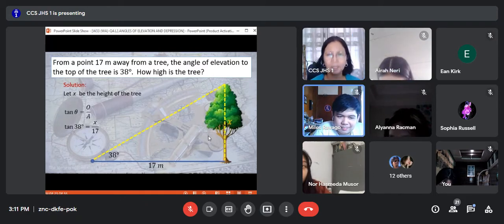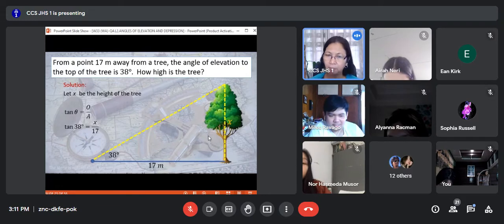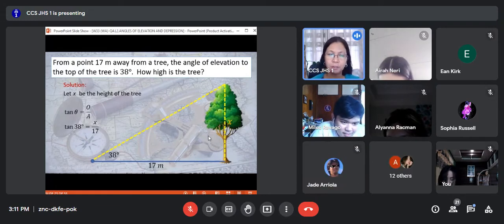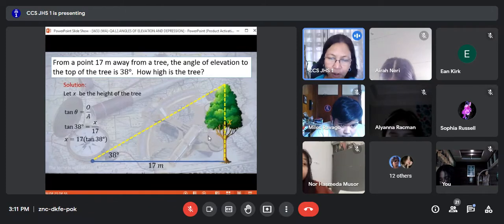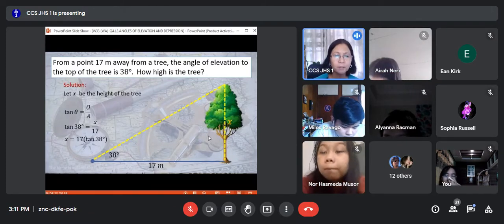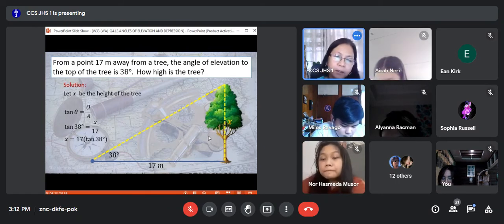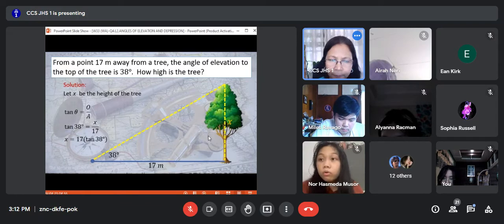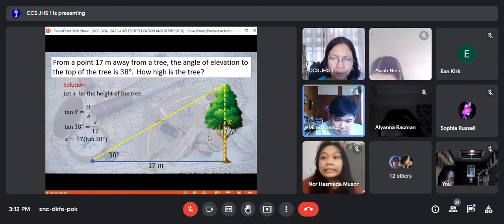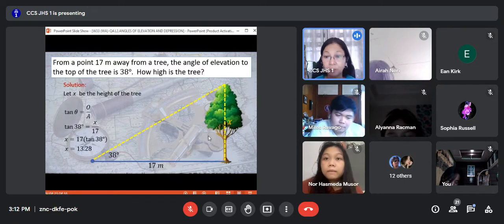Cross multiply, of course, because we substitute tangent over 1. Yes, cross multiply. So x equals 17 times tangent of 38 degrees. And then using your calculator, what is our x, everybody? Press your calculator, master your calculator. 13.28. Okay, that's your x.